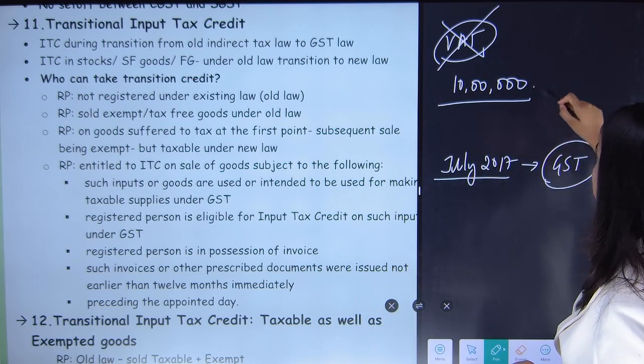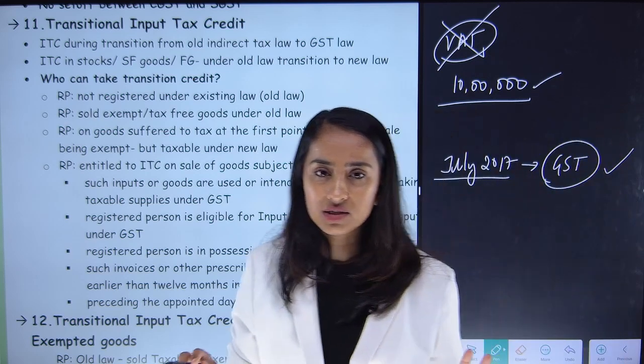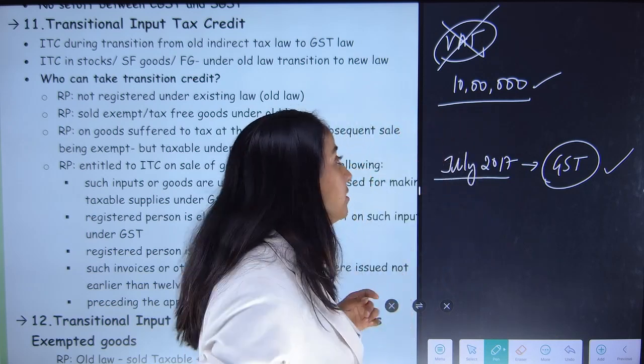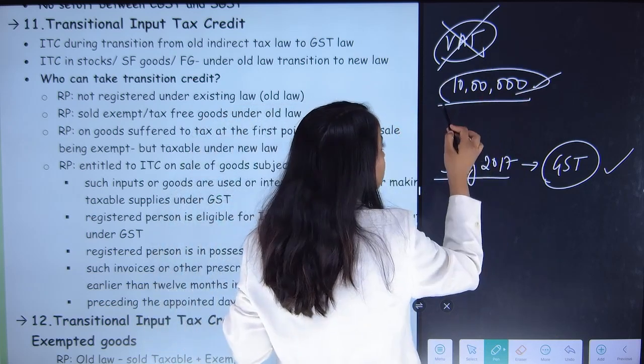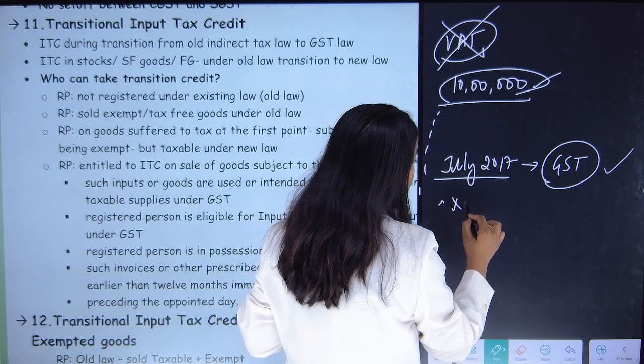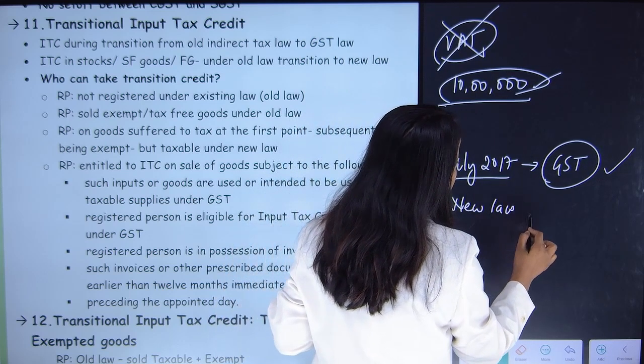Now, this 10 lakhs, whatever I have, can I just lapse it? Can I just throw it away? It is the tax that I actually paid to the government. I cannot throw it away. So, this transitional input tax can be brought into the new law. New law, that is GST.